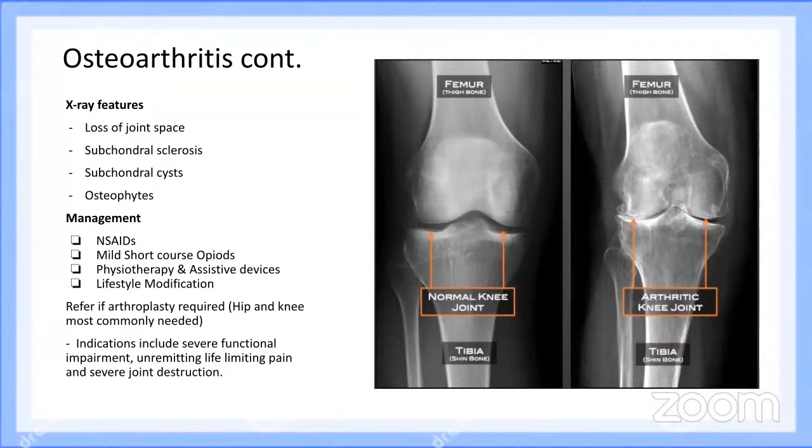Management of this condition is usually supportive, including non-steroidals and a mild short course of opioid treatment. Lifestyle changes are important, including loss of weight, and physiotherapy and assistive devices can improve the patient's functional and life condition. It's important to know when an arthroplasty might be needed. Most commonly, arthroplasties occur at the hip and knee, and indications include severe functional impairment, unremitting life-limiting pain, and severe joint destruction.